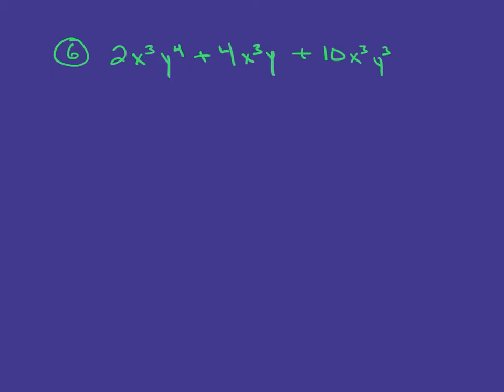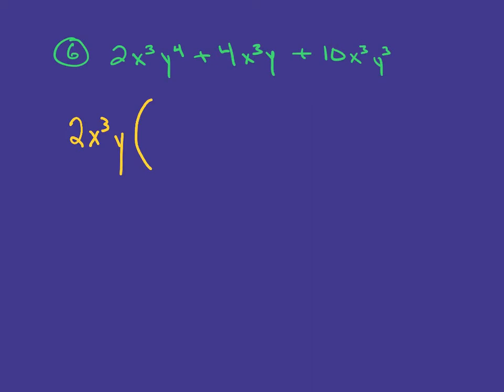Number 6, 2x cubed y to the 4th plus 4x cubed y plus 10x cubed y cubed. Factoring again, you want to check to see if there's a greatest common factor. 2, 4, and 10. Hopefully you can spot, you can take a 2 out of all of those. We've also got an x in all of these, and the most number of x's that we can take out in this case is actually 3, because we've got x to the 3rd in all 3 terms. And as far as y's go, we can take out one y out of all of them. Put your parentheses, and on these examples, we'll rewrite what's left.